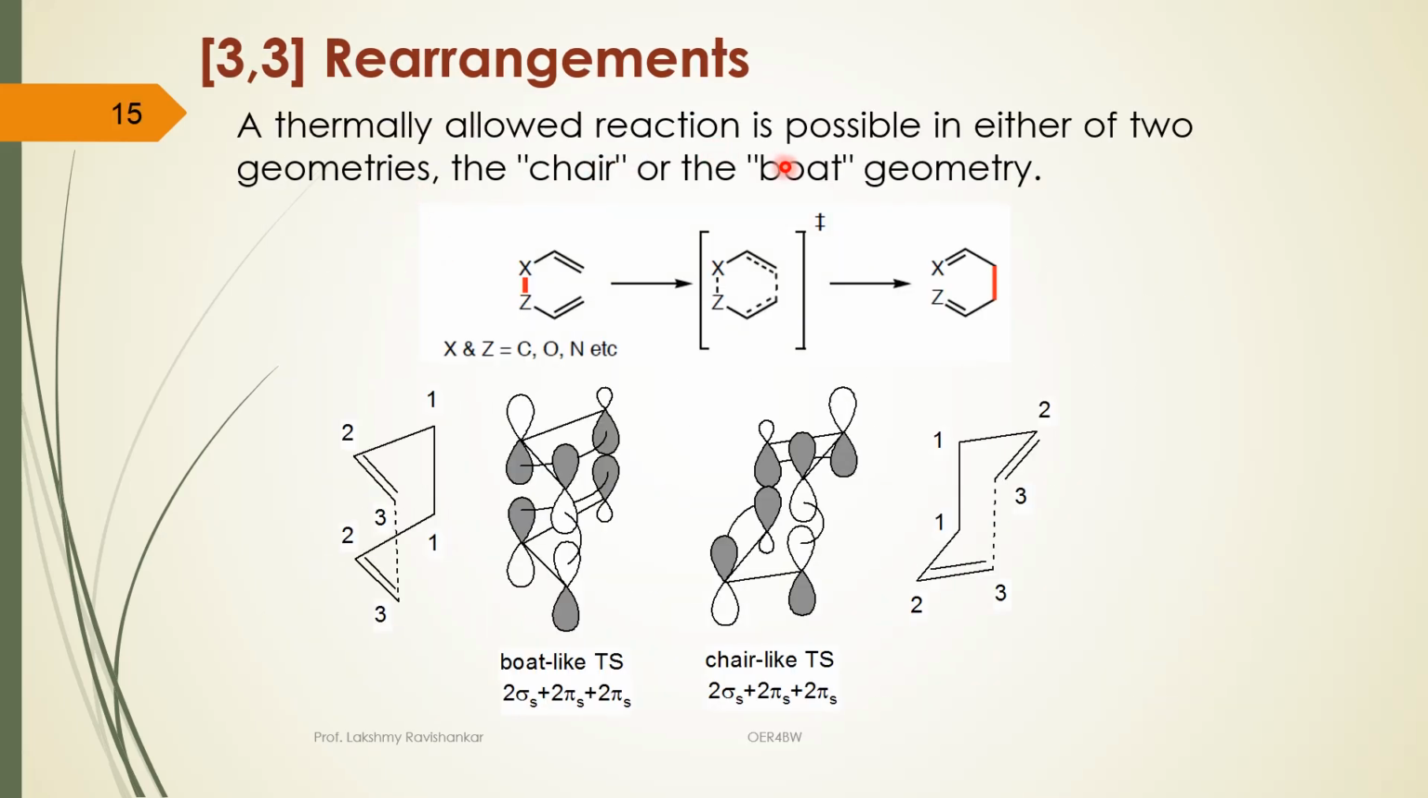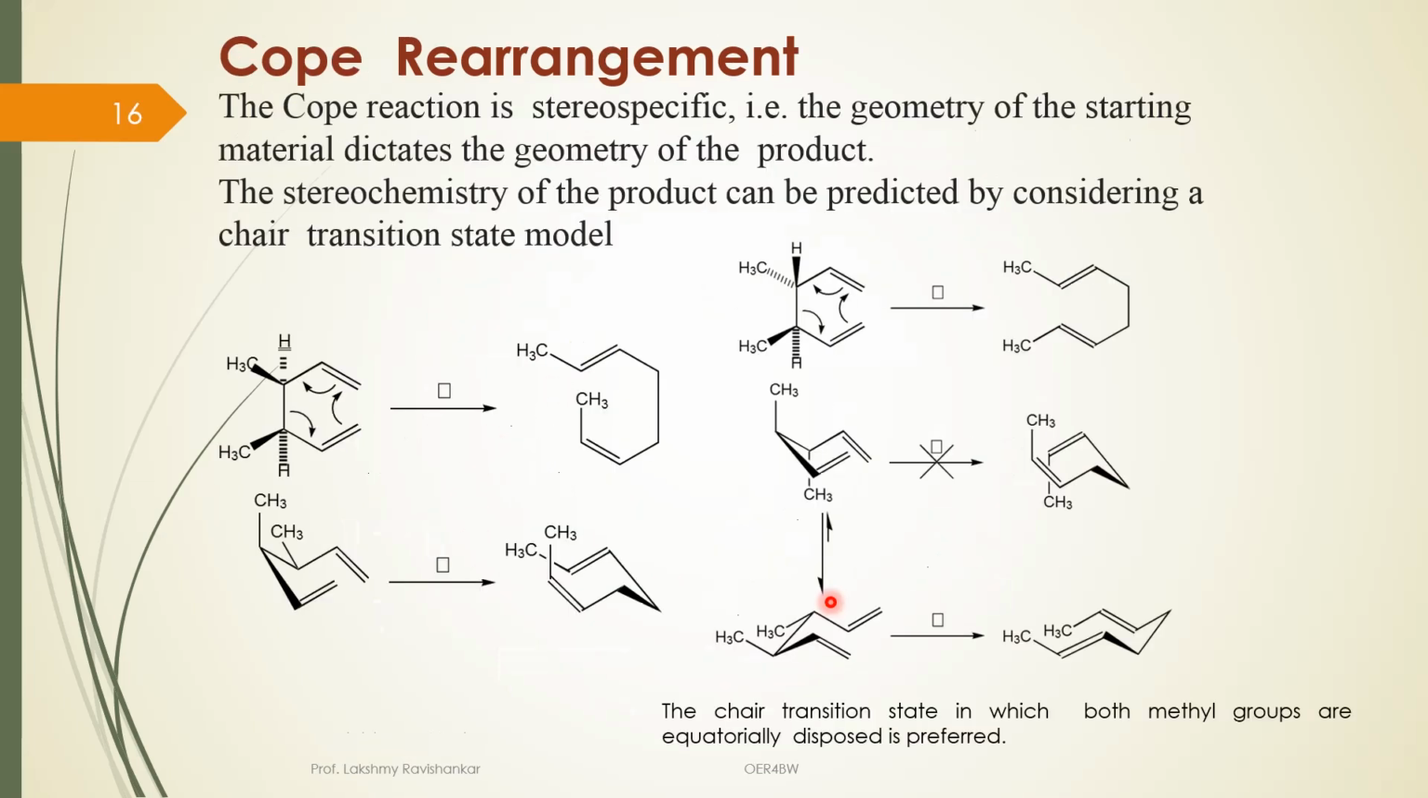So a thermally allowed reaction is possible in either of two geometries, the chair or the boat geometry, and this is the transition state for the chair-like transition state, and this is for the boat-like transition state. And extensive studies have been done on 3,4-dimethyl 1,5-hexadiene systems by taking diastereomers of them and seeing what is the stereochemical outcome of the Cope rearrangement. So if you take this, this is known as the cis isomer. If you try to draw this, it goes through a cyclic transition state.